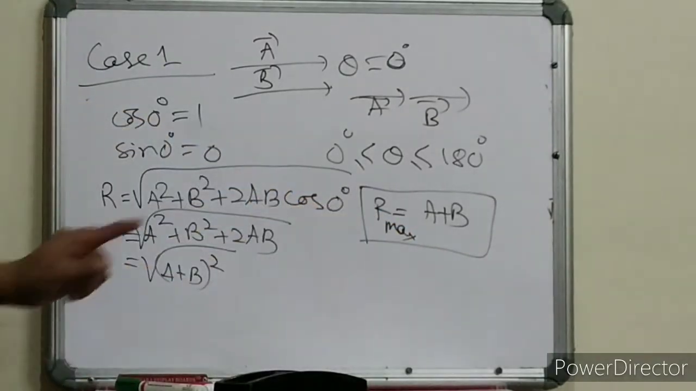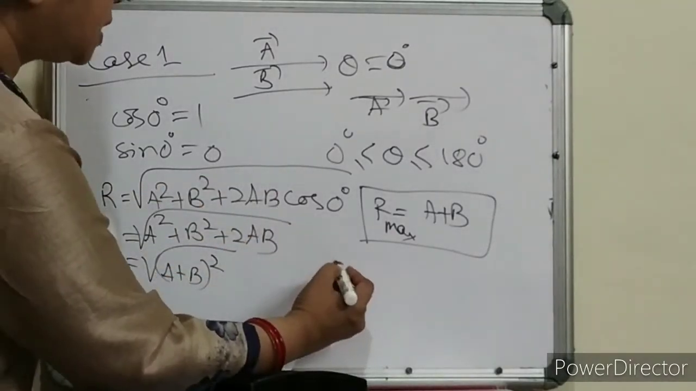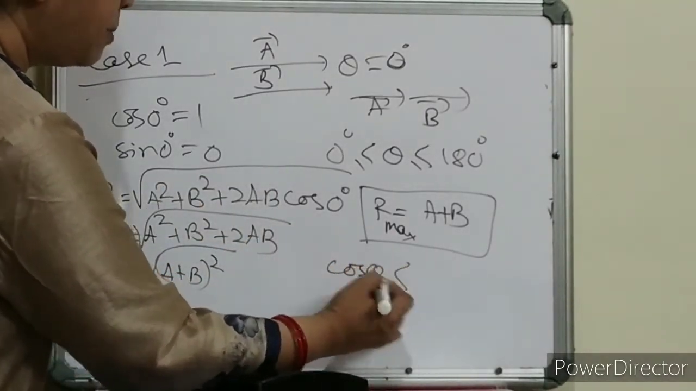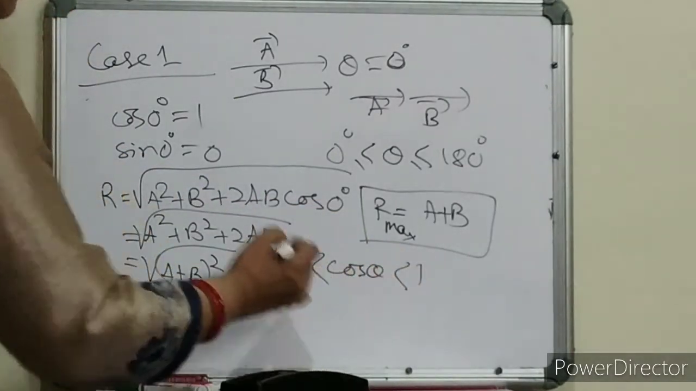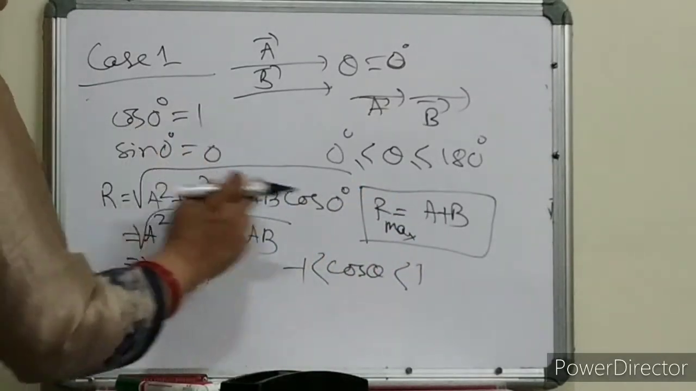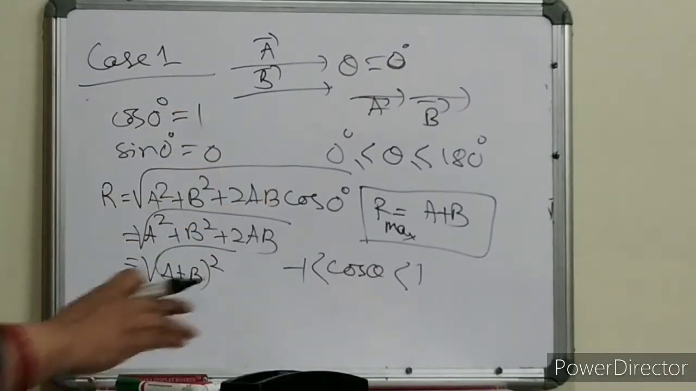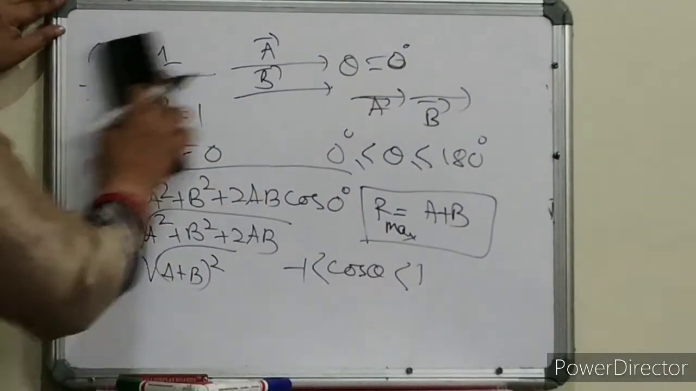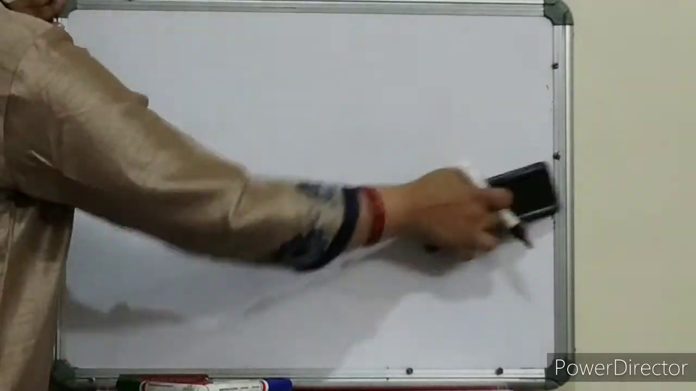Okay? Clear? You know, na, the cos theta maximum value is 1 and minimum value is minus 1. So your cos theta is 1. So definitely this is your maximum value of the resultant. So this is your first case. Okay? Now we'll discuss the second case. What is the second case?